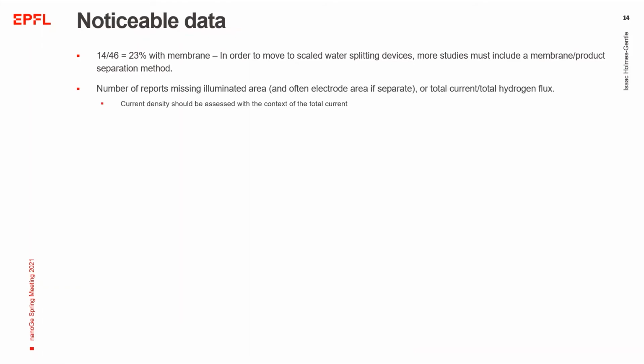Also, interestingly, a number of reports were missing the illuminated area and sometimes the electrode area if it was separate. This is really important to report because the current density should be assessed within the context of the total current. We need to know the total power in order to make a good assessment of how far away from thermodynamic equilibrium you are. You need to consider the total power of the system and the total amount of hydrogen produced.